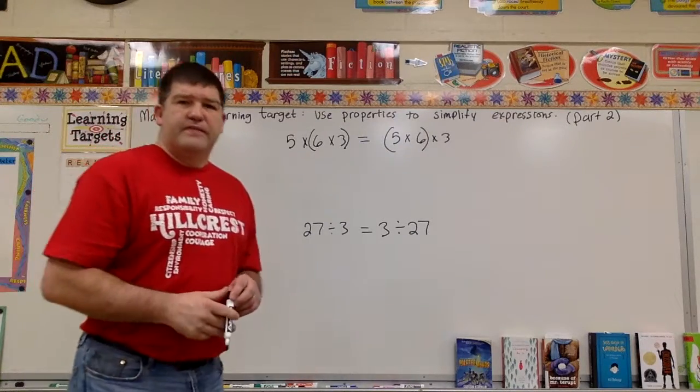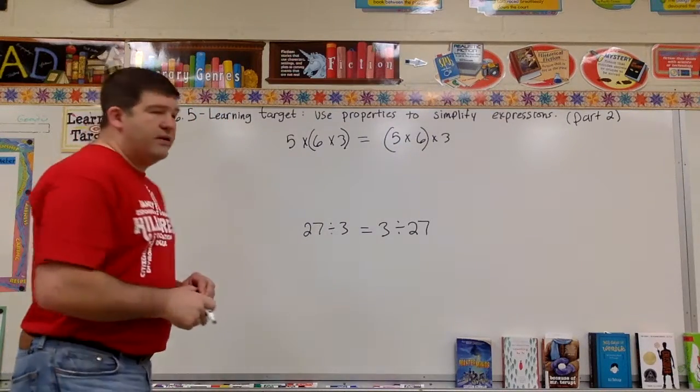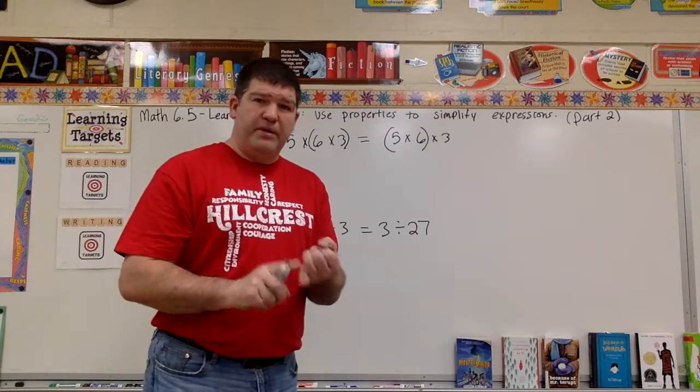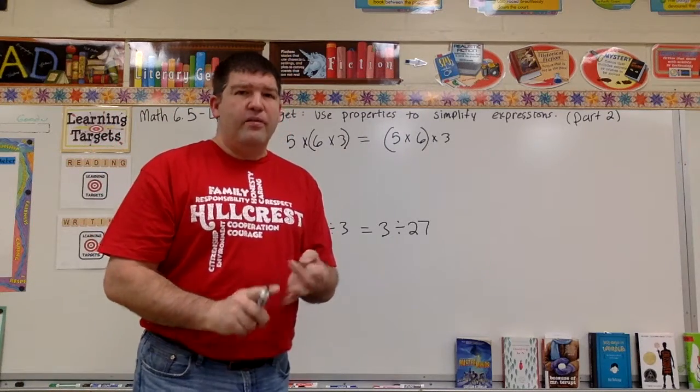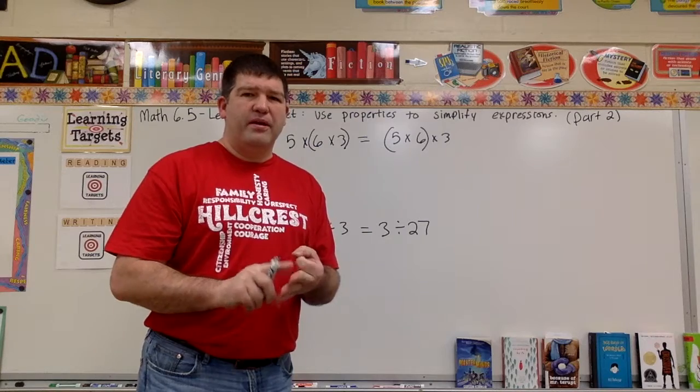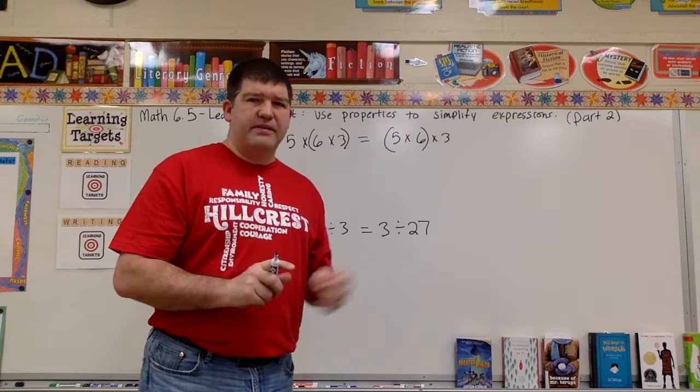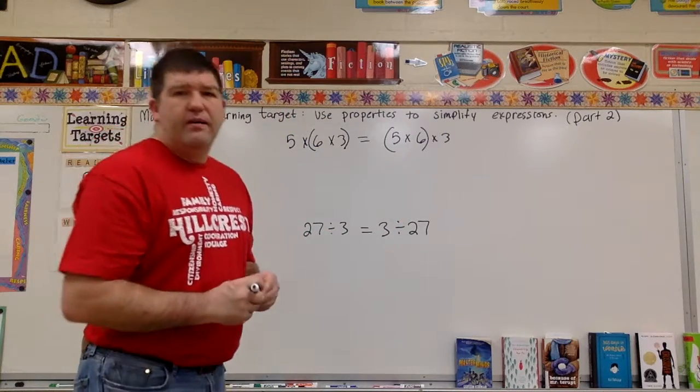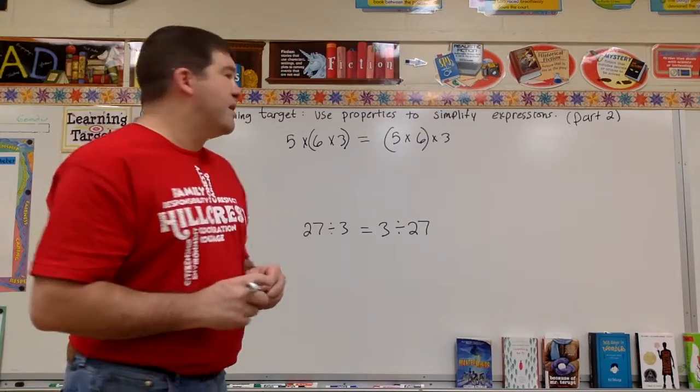All right, this is part 2 of 6.5. This is where we're going to use the commutative property and the associative property. We're not going to do anything with the identity property, but hopefully you understand that from the last video. We're going to use them to solve some expressions.